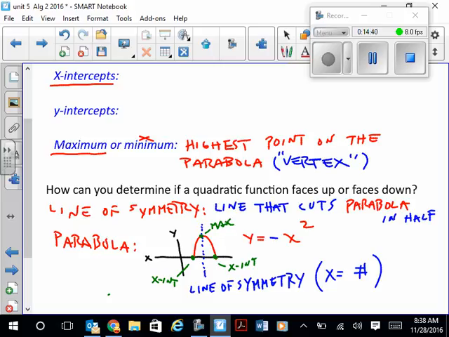We're not going to write it down, but what is the y-intercept? It's just where the graph hits the y-axis.